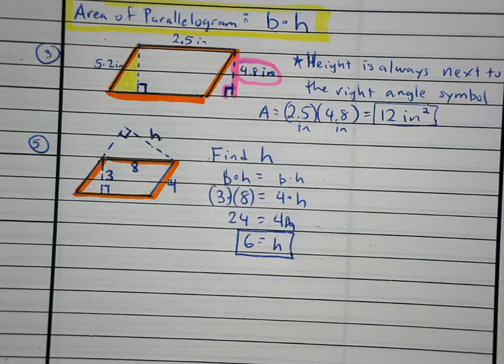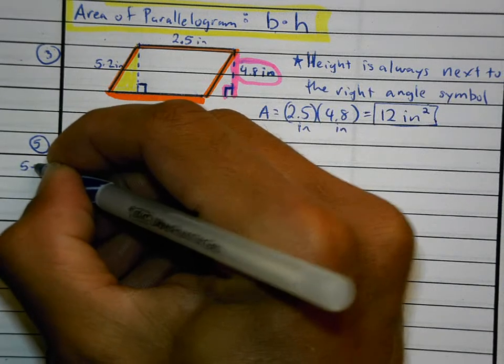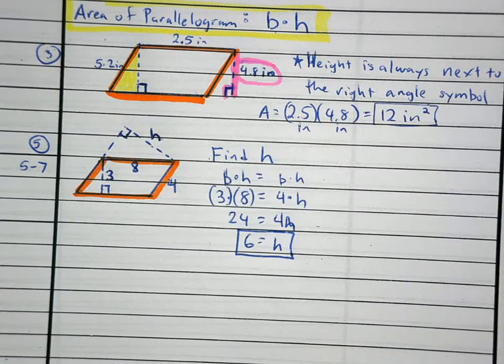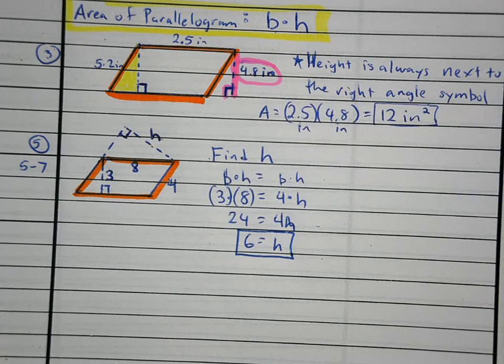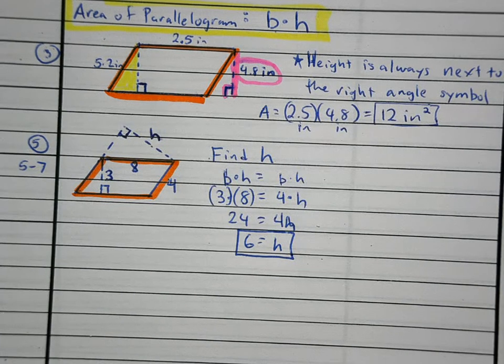That's how numbers 5, 6, and 7 are going to be done. This is just like 5, 6, and 7. So I'm going to put that down next to the 5 so that you know how to set them up. What you're doing is setting up two area problems and setting them equal to each other because it's the same parallelogram. It's the same area.